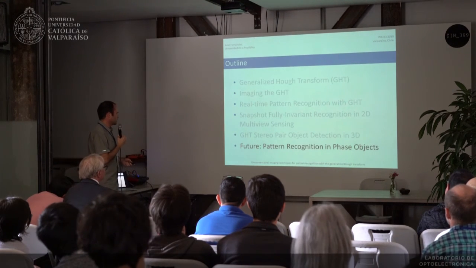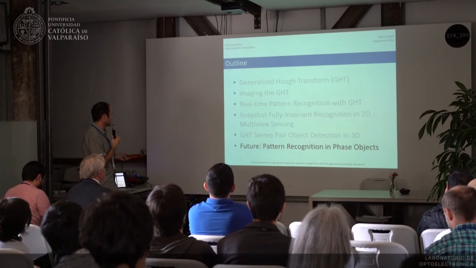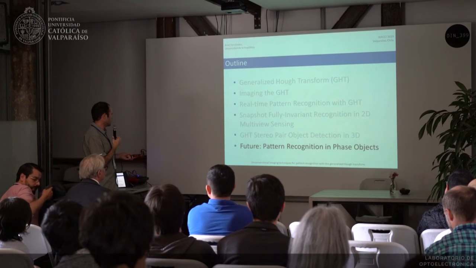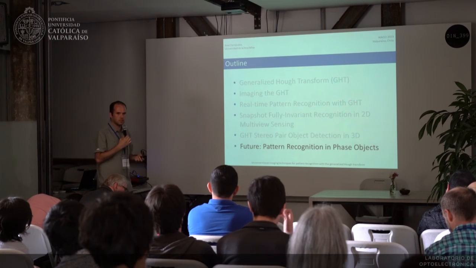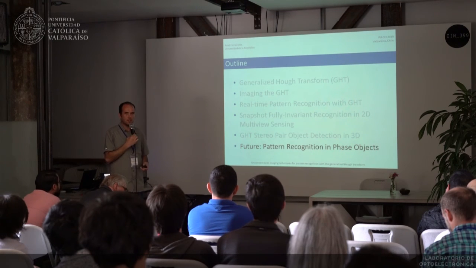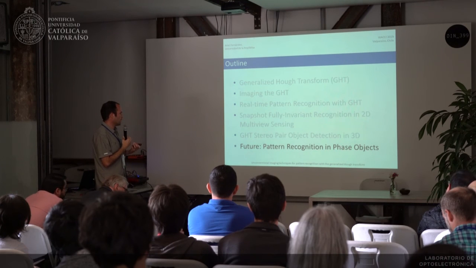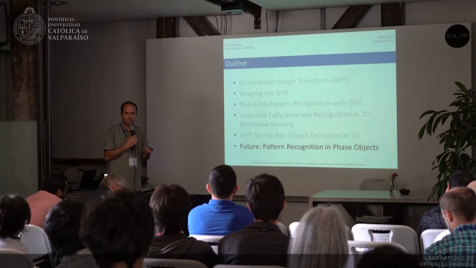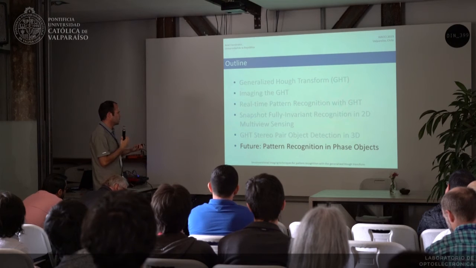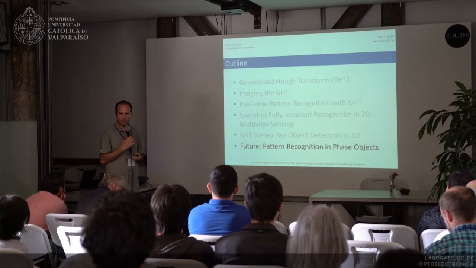Finally, to give you a certain insight of the future lines of work that might be conducted with generalized transform, we're going to consider an idea dealing with pattern recognition but in phase objects. That is a really particular type of imaging that cannot be done only digitally. We need to do some certain kind of optics to obtain a phase image, as we have seen in different talks before this one.